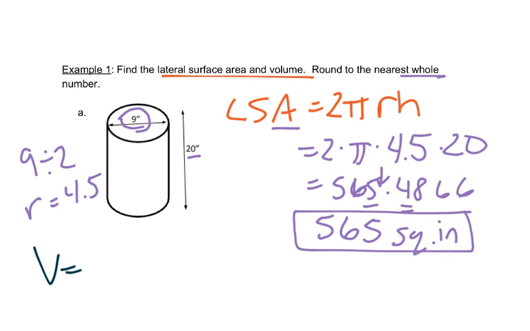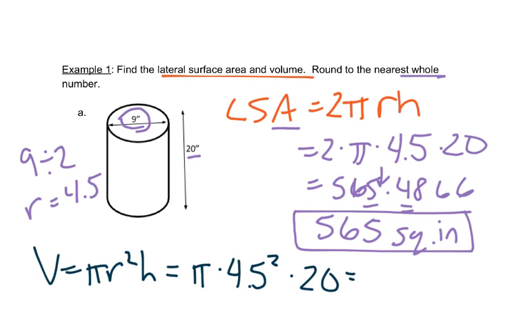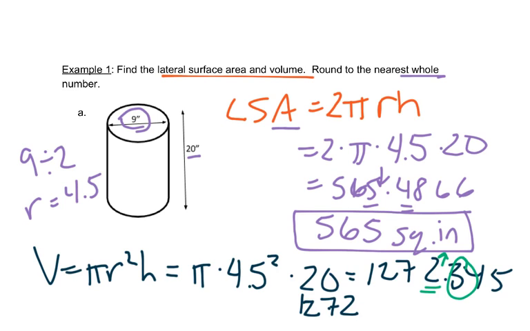Okay, then we'll do the volume. The volume is pi r squared h. So we have pi times 4.5 squared times 20. And again, we can put that into our calculator all at the same time. And we get 1272.345. Again, nearest whole number, so we look at the number after that decimal. It's a 4, lower, so it stays the same. So our final volume would be 1272, and because it's volume, it would be cubic inches.